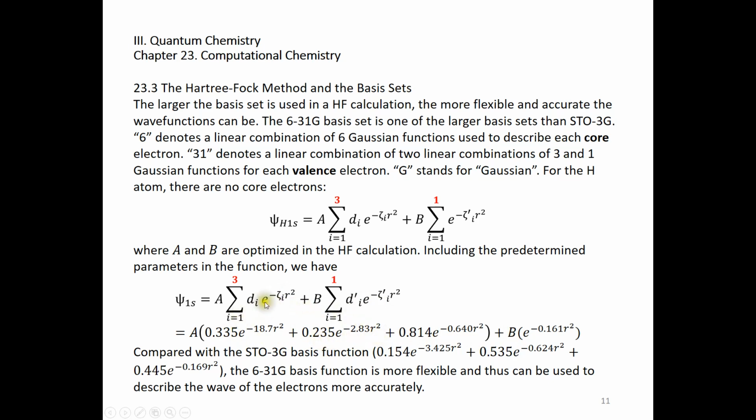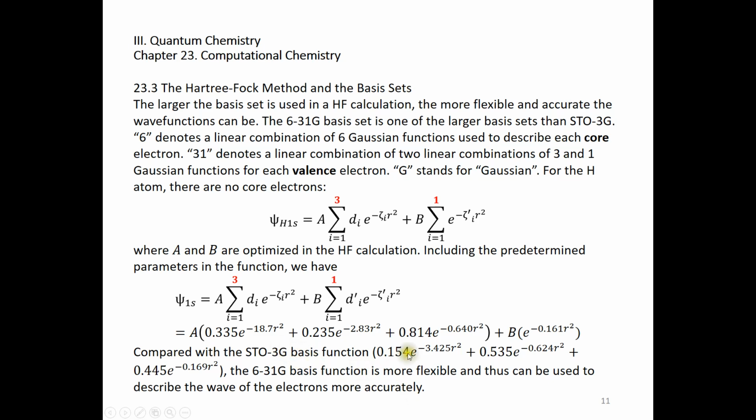So for example, we have a linear combination of 3 Gaussian functions here, 0.3 times e to the power negative 18 r squared, a very narrow distribution here, and then e to the power negative 3 r squared, a wider distribution, negative 0.6 r squared, even narrower, and over here a really narrow Gaussian distribution. So compared with the STO-3G basis function, which contains only 3 Gaussian functions, the 6-31G basis function is more flexible and can be used to describe the wave of the electrons more accurately.